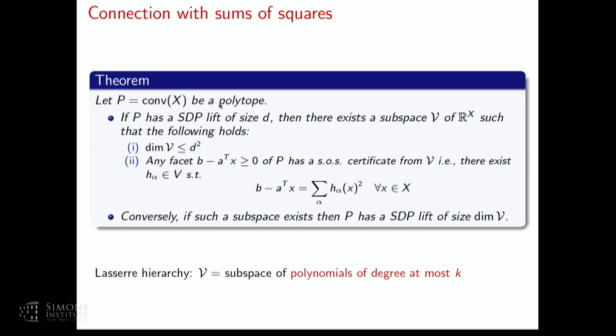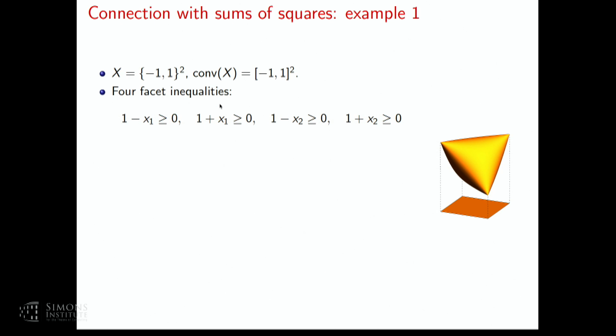Okay, are there any questions about this? I'm going to give some examples now. Okay, so let's look at an example just to make things a bit more concrete. Let's go back to our square, and let's look at what this picture tells us. So the square is just the set x here, in this case {-1,1} squared. It's a set with 4 points, and I have 4 facet inequalities: 1 minus x1 non-negative, 1 plus x1 non-negative, and so on.